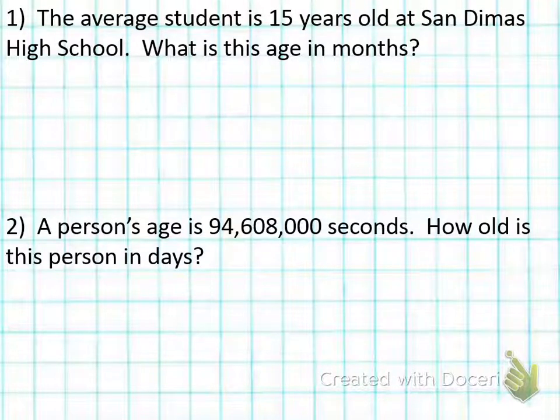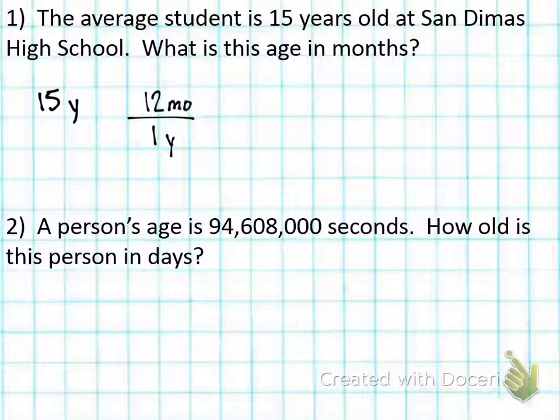Okay. So, number 1, pencils down, eyes up here, and then you're going to write this down, okay? So, number 1, the average student is 15 years old at San Dimas High School. What is this age in months, okay? So, first thing I do is write down 15 years, and put 15y. That way I know that's the label, 15 years. Then I have to think about what's the conversion factor. Well, I'm starting with years and I want to end with months, okay? So I have to figure out, in 1 year, how many months are there? So I'd look at my notes, and I know that in 1 year there are how many months, class? 12 months.